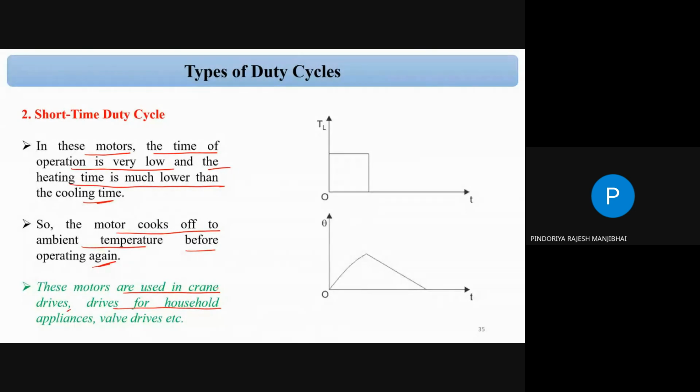For household load, you can consider your mixer. In the household kitchen, we use the mixer. In the mixer, we can operate our motor maybe 1 minute, maybe 2 minutes, and then there is a rest time period. So it is a short time duty cycle.